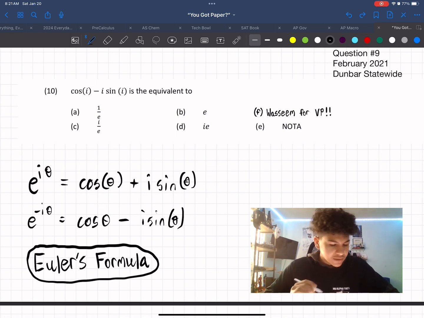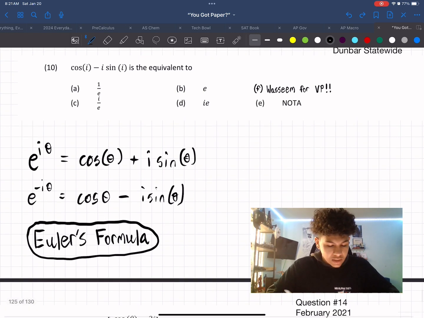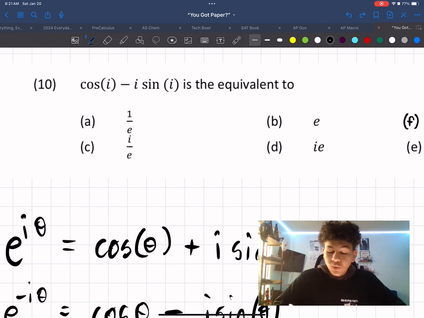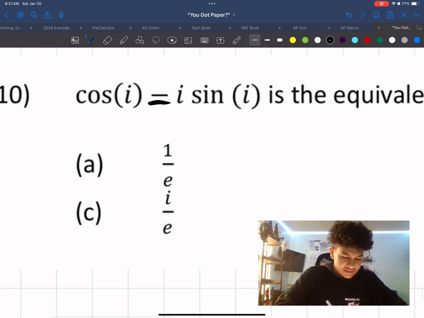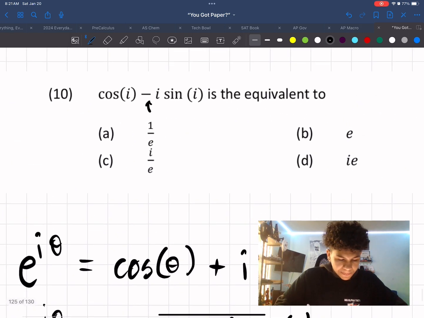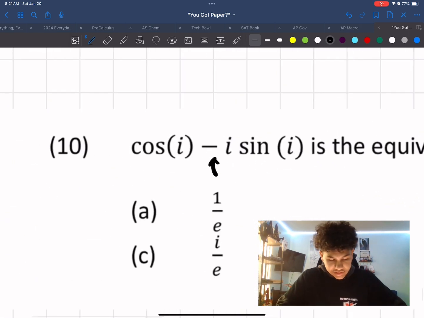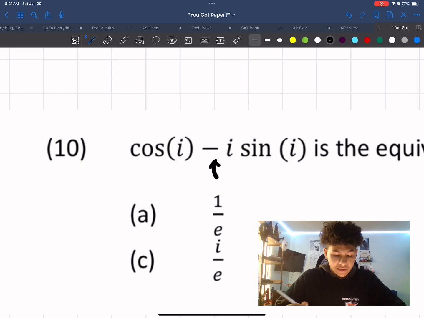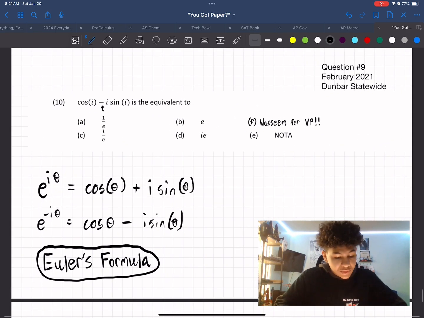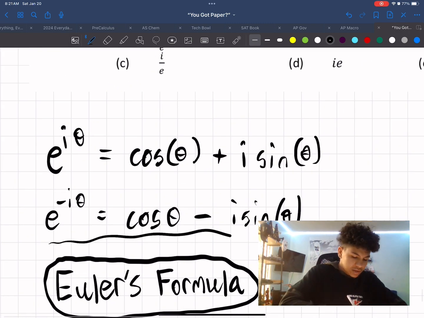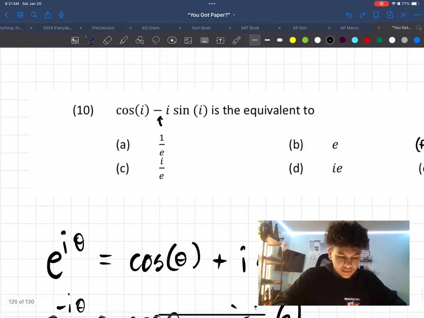So we have cosine of i minus i times sine of i is equivalent to what? Well, first we have to recognize which one of Euler's formulas this is. Obviously the best way to know is because of the minus right there. We also need to understand that cosine of i is inferring that i is going to be our theta. So now that we know our theta and we know which one of these formulas to use, let's see how we can simplify it.